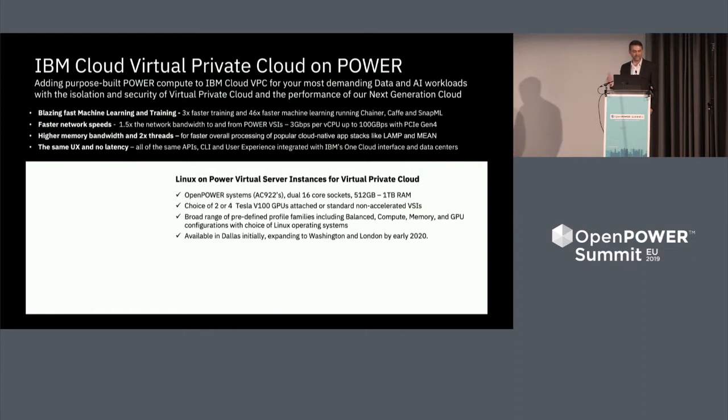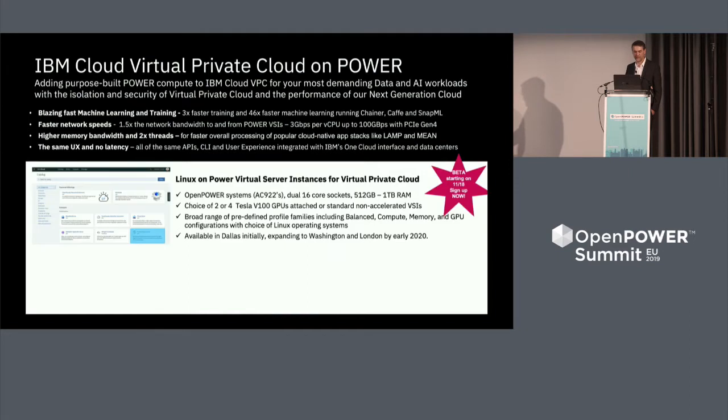Yeah, so it's got blazing fast machine learning training, which is 3 times faster training and 46 times faster machine learning. That's the number I quoted before when this has been run with these workloads or benchmarks. And it's got faster network speeds for sure and more bandwidth. And this is repeating. This is kind of the information that I went through before about what your choices are when you're creating these profiles.